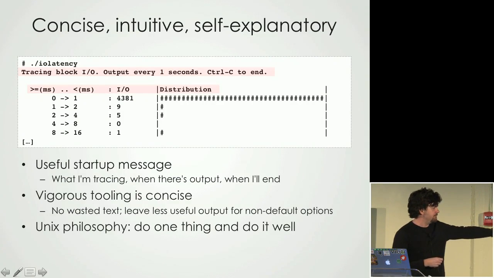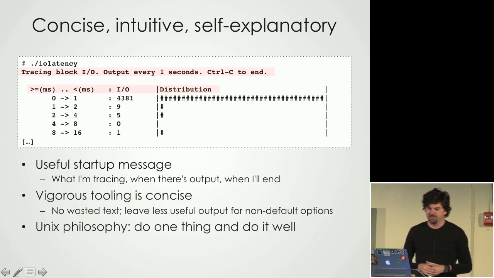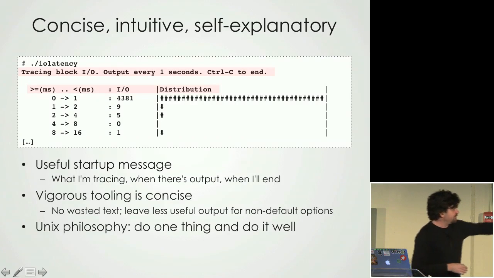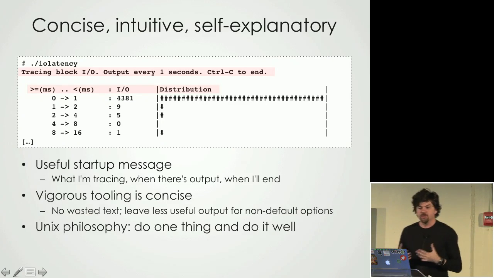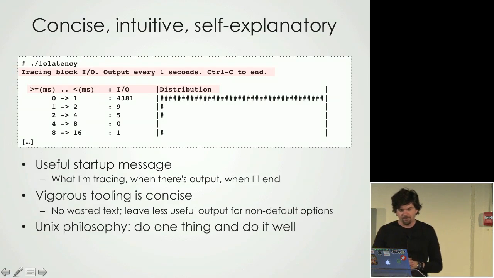It shows columns are labeled, so millisecond ranges. And I've got this sentence at the start, tracing block I/O, output every 1 second, Control-C to end. So the output is self-explanatory. You know what the tool is going to do.